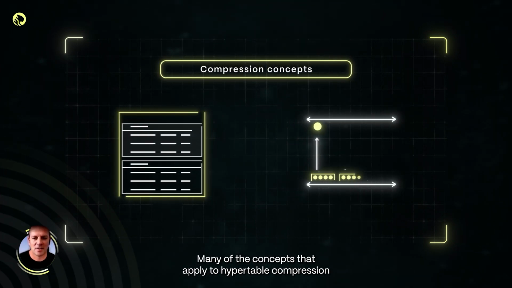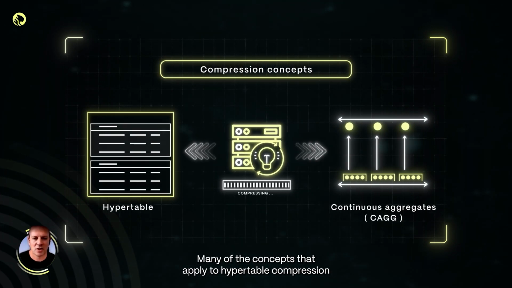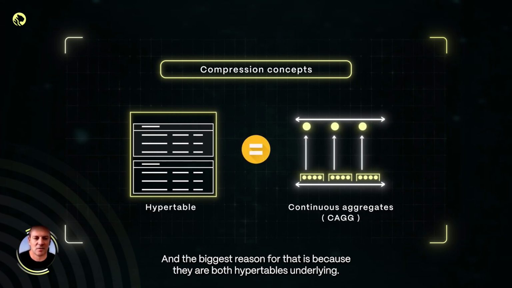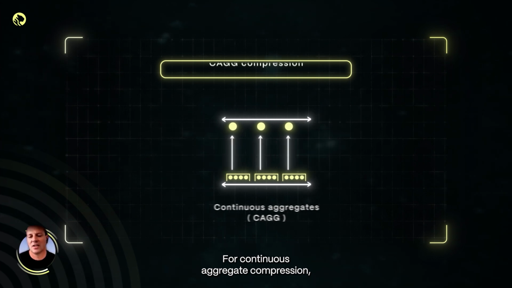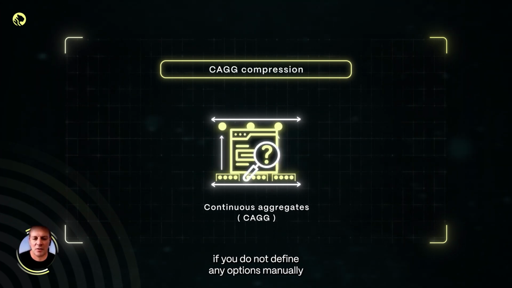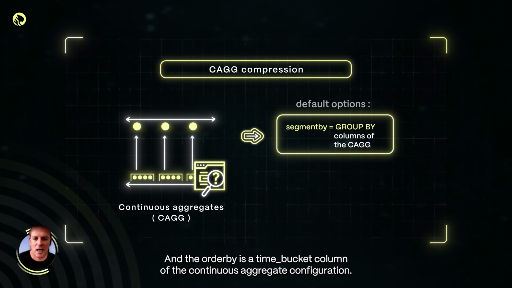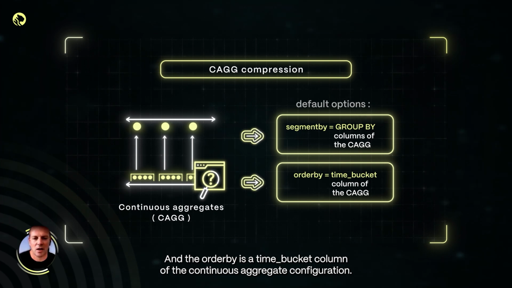Some additional notes. Many of the concepts that apply to hypertable compression also apply to continuous aggregate compression, and the biggest reason for that is because they are both hypertables underlying. For continuous aggregate compression, if you do not define any options manually, the default is a group by column of the CAG configuration, and the order by is a time bucket column of the continuous aggregate configuration.